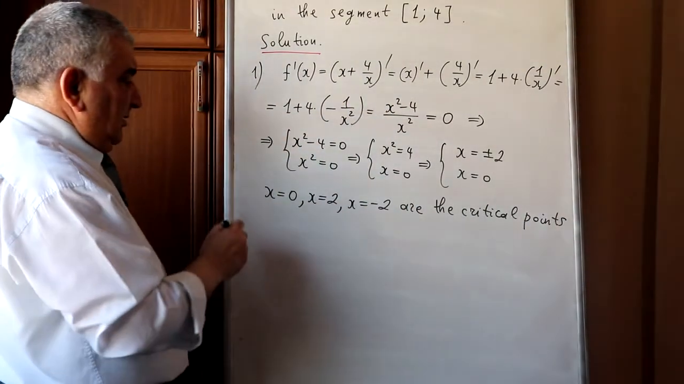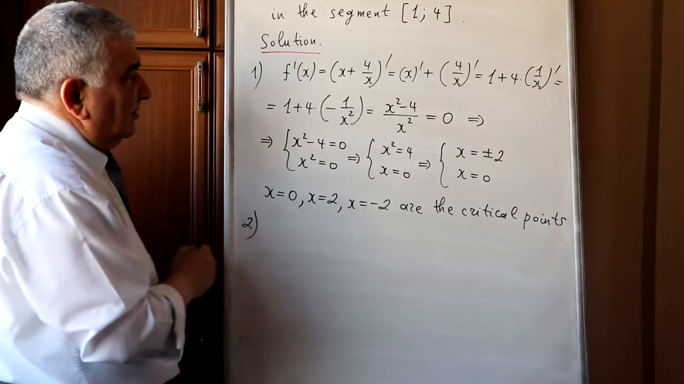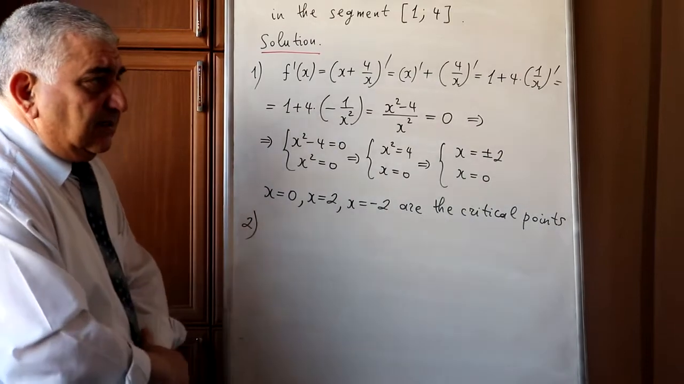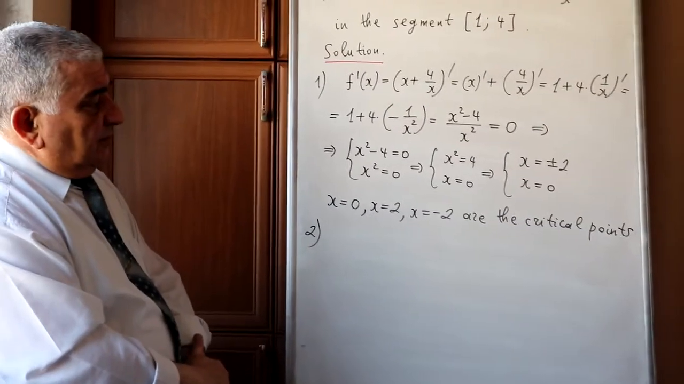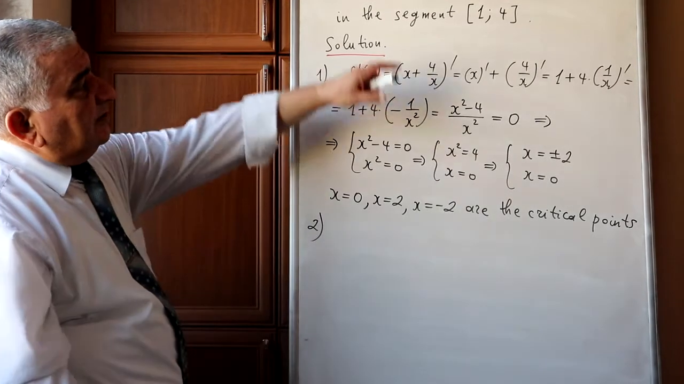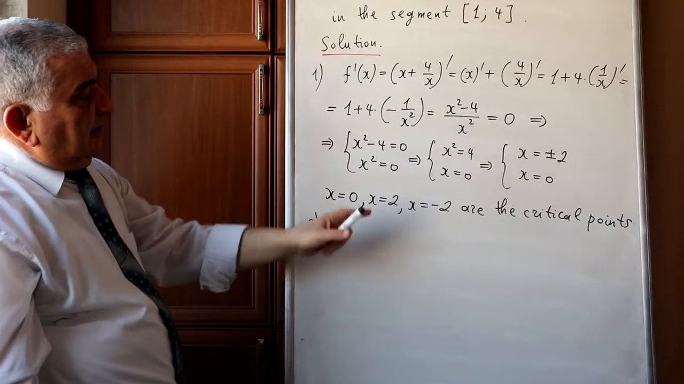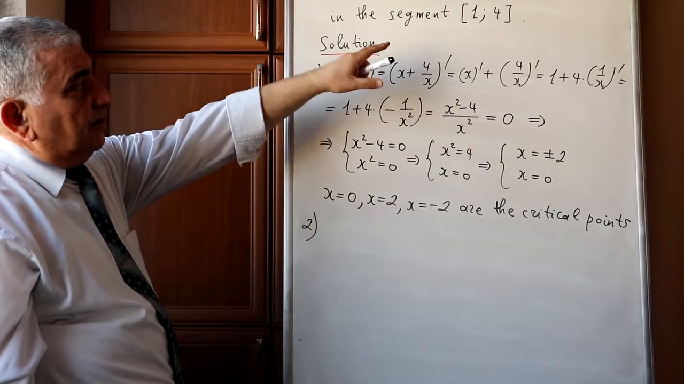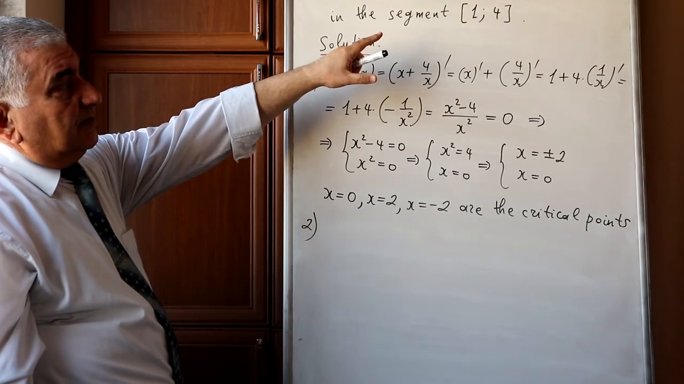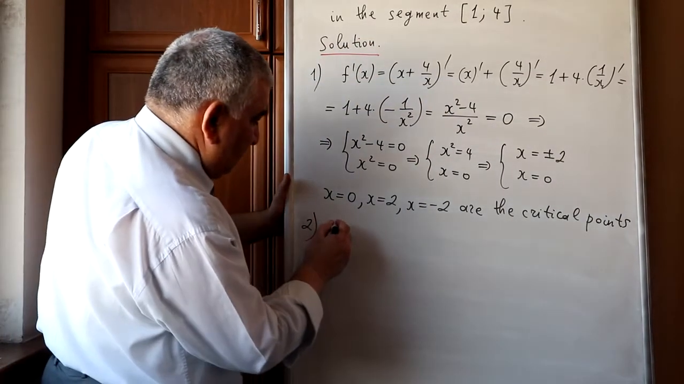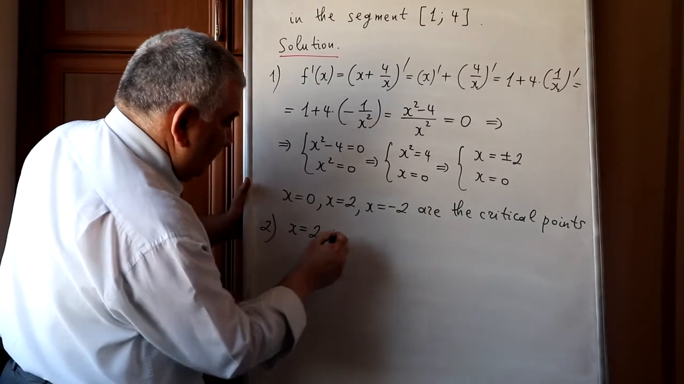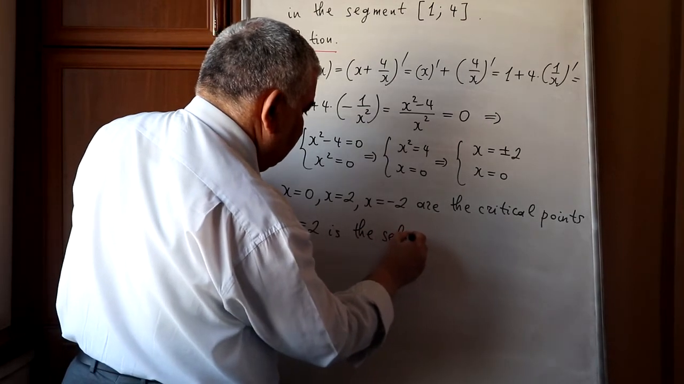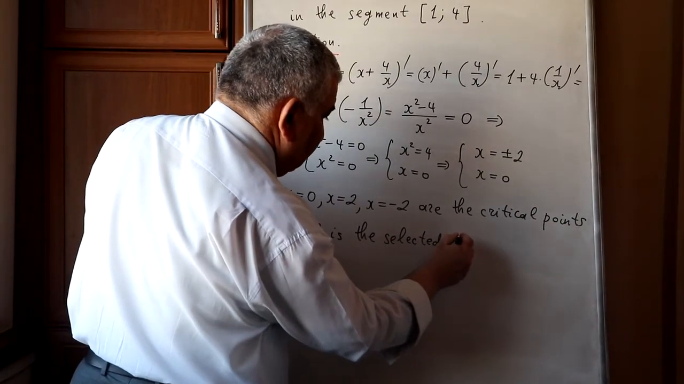Then go to the second step. In the second step, we must select only those critical points which belong to the given segment [1, 4]. Here only one critical point, x equals 2, belongs to this segment. x is 2 is the selected critical point.